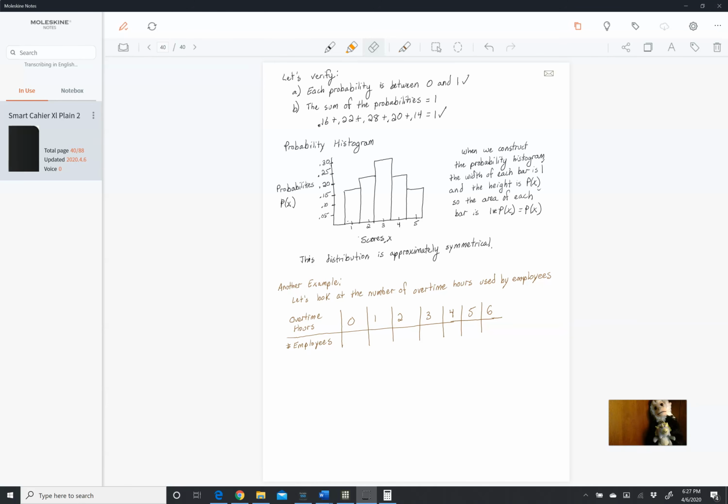So the frequency distribution says 6 employees take no overtime. 12 take 1 extra hour. 29 take 2 hours. 57 take 3. 42 take 4. 30 take 5. And 16 take 6. So the first thing that we have to do is find the sum of the frequencies, because in order to determine the probabilities, we need to find the sum of the frequencies. So all we have to do is add the frequency for each outcome.